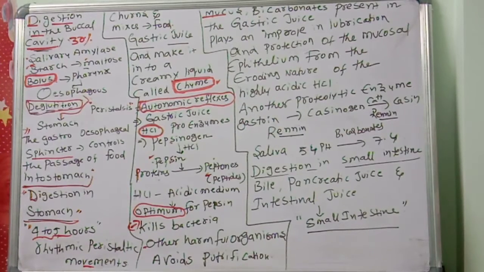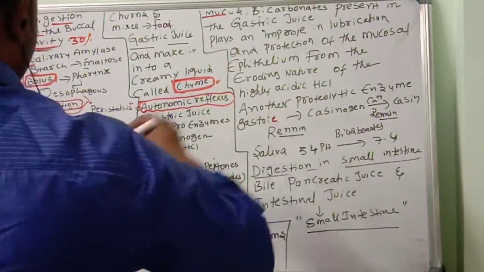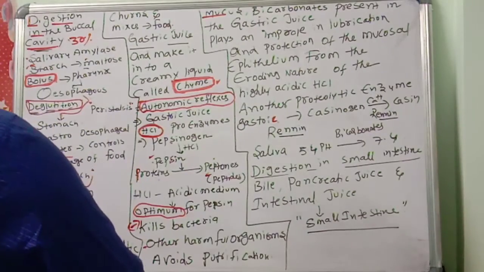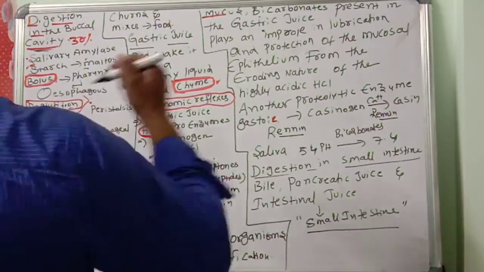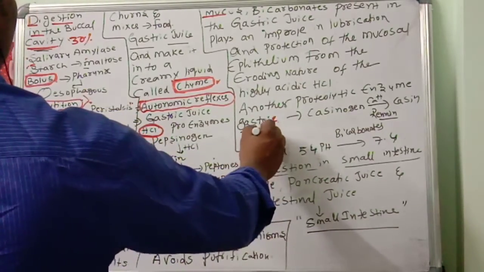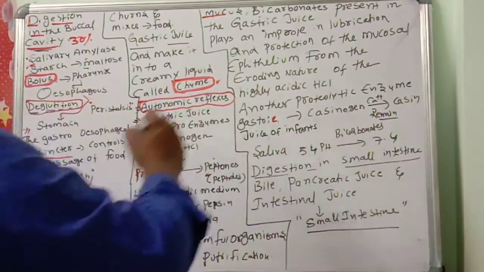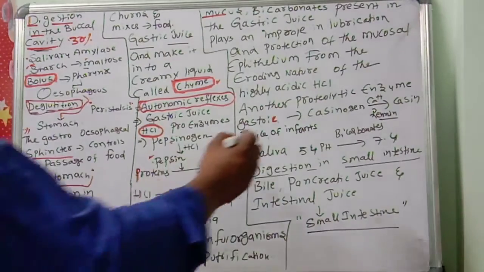Another proteolytic enzyme, very important, is found in the gastric juice of infants. Where is another proteolytic enzyme present? In the gastric juice of infants. This is important. Another proteolytic enzyme present in the gastric juice of infants is called renin.